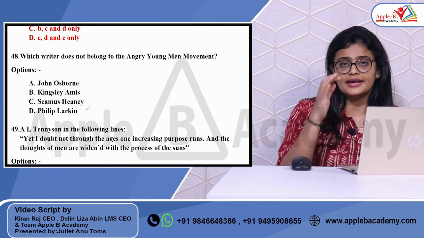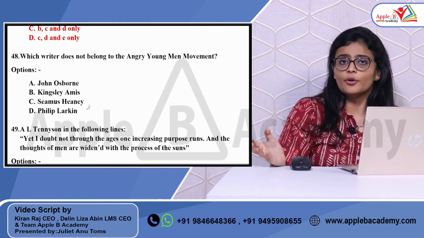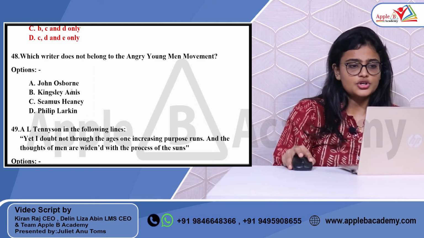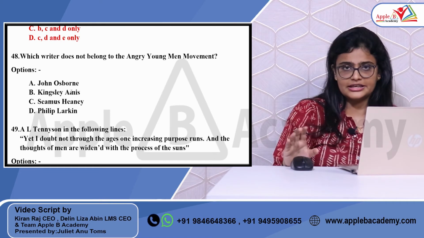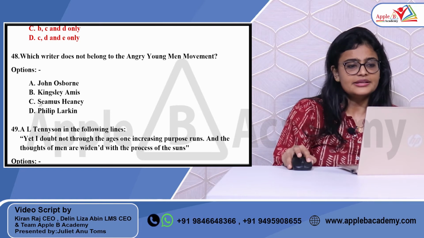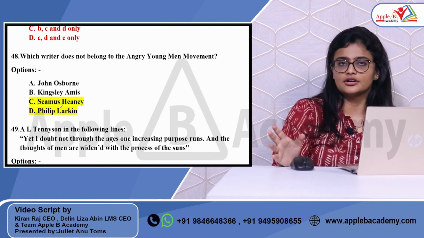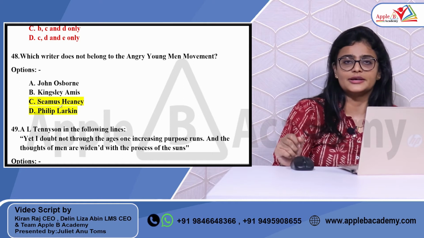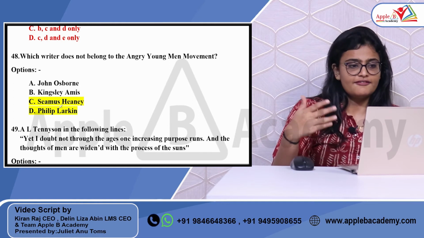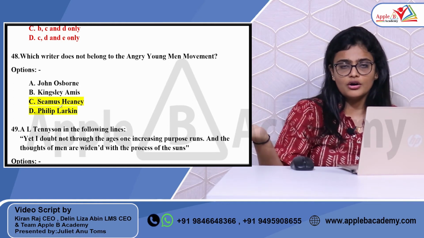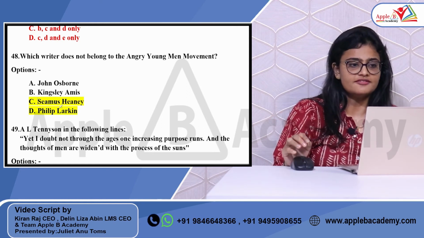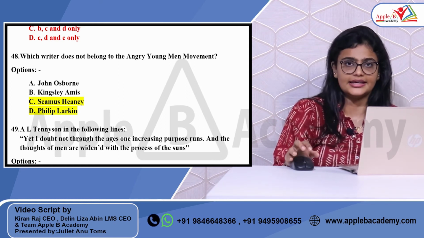So we know that the angry young man movement actually belongs to the postmodern age movement. And we know that John Osborne and Kingsley Amis, both of them belong to this category. They are examples of the angry young man movement. But Seamus Heaney and Philip Larkin have got nothing to do with the angry young man movement. So the correct answer to this question is option C and D. So if you have written either C or D as an option, then you would be given a mark. So that is question 48, option C and D.